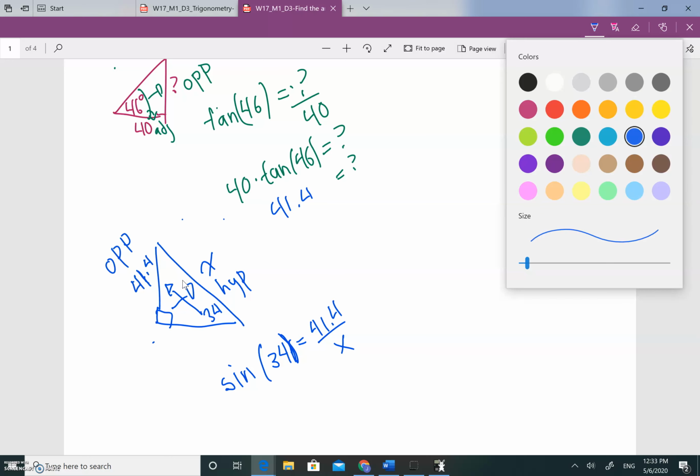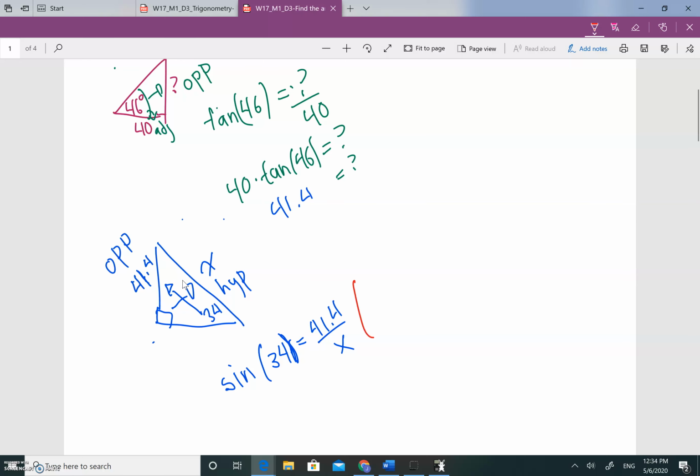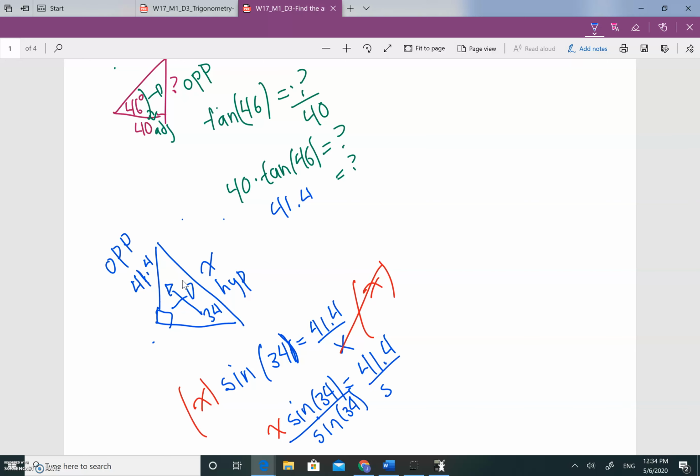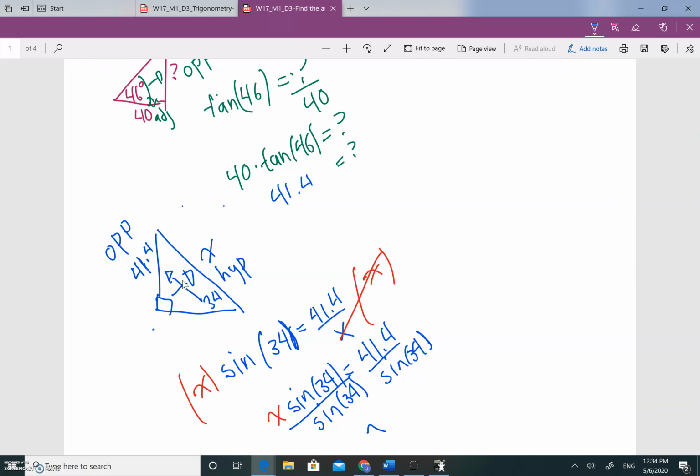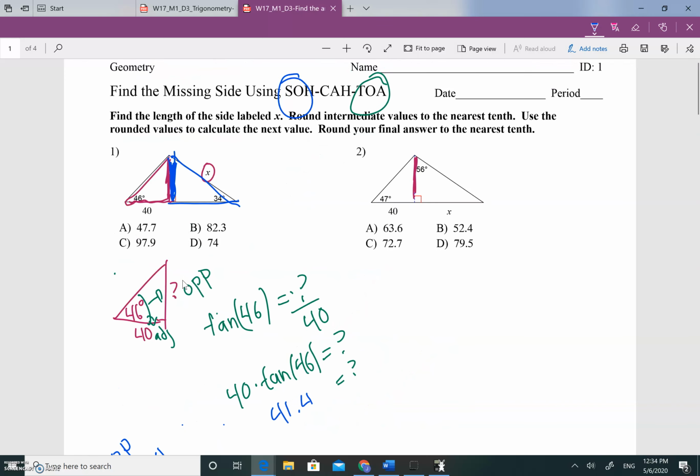Then from here I have to solve to find my answer. I'm going to show you how you would do it. Because we have the x in the bottom, we multiply both sides by the x, or the denominator. These two cancel out, so all we have left is x times sine 34 is equal to 41.4, and my last step is to divide by sine of 34. That should give me my final answer. I'm not going to do this part for you, but all you have to do is put this in the calculator.